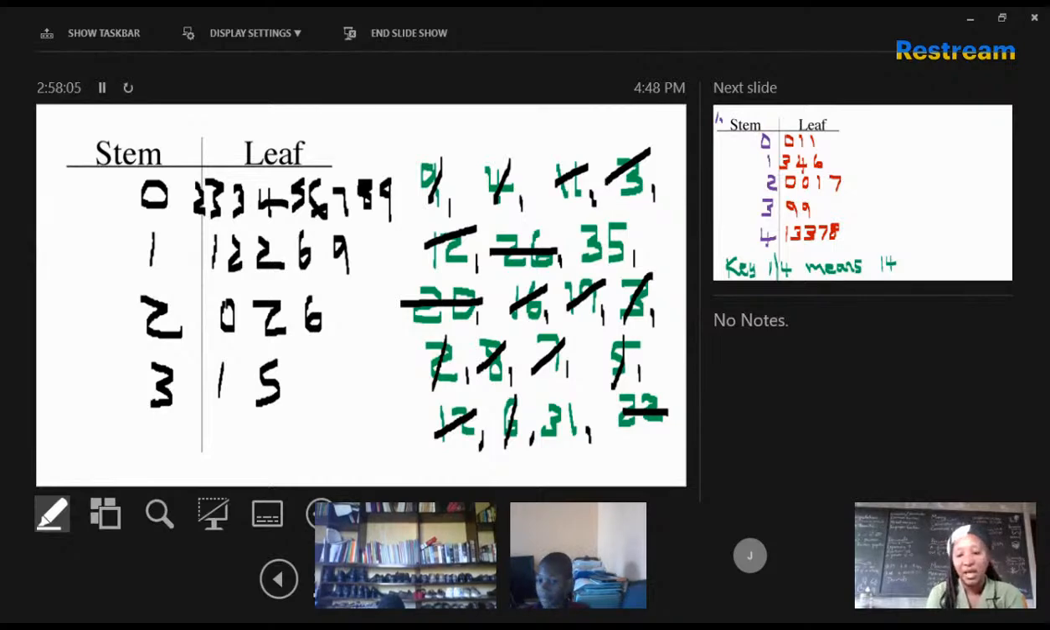So let me hear which of my scholars can explain for me what do we mean by the mode. Me, Miss. Rodriguez. The number that repeats the most. All right, so the most frequent number, the one that's there the most, that is the mode.